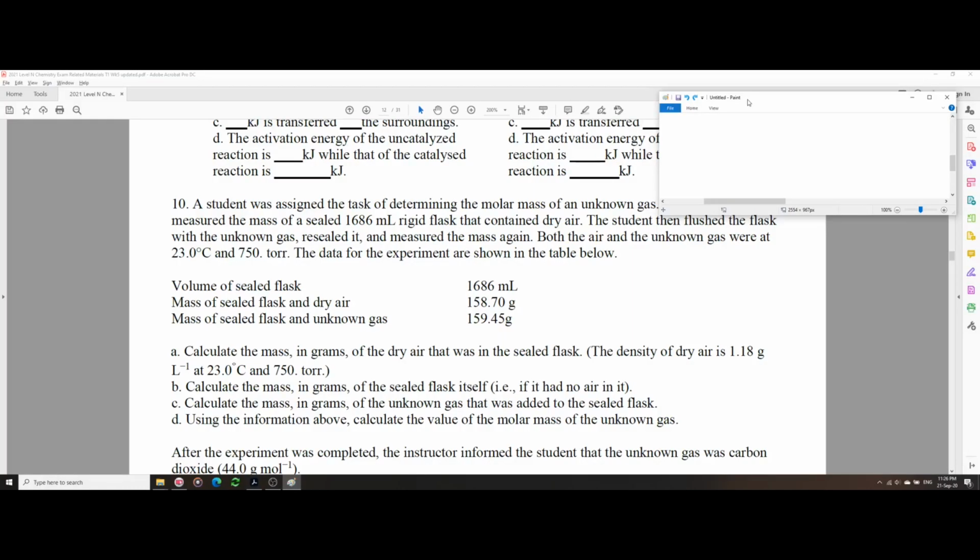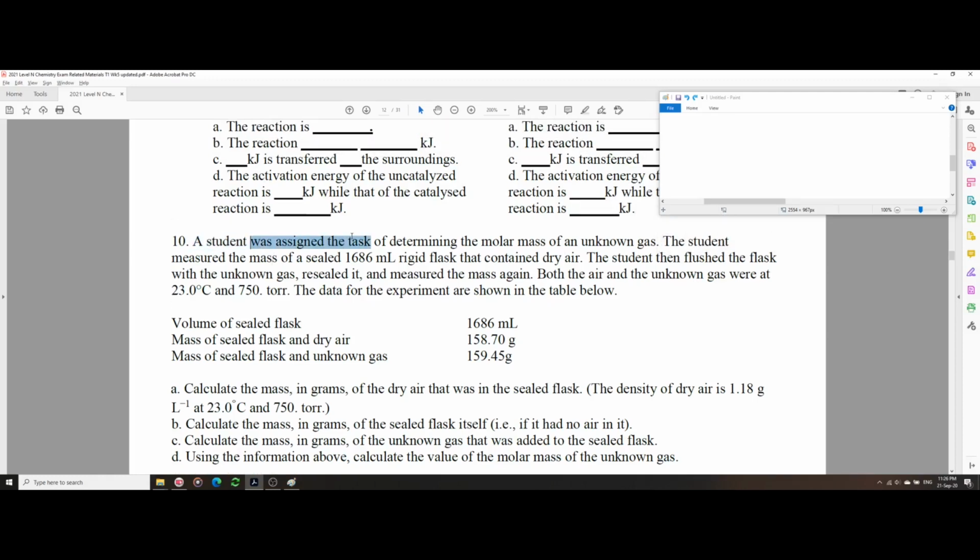Hello everyone, this is Ali Bihadali and I'm doing questions 10 till 18 of the chemistry periodic revision sheet. So yeah, let's start. A student was assigned the task of determining the molar mass of an unknown gas. The student measured the mass of a sealed 1686 milliliters rigid flask that contained dry air.